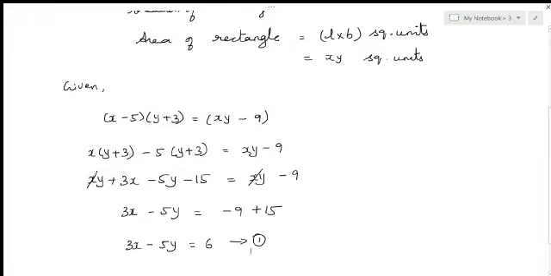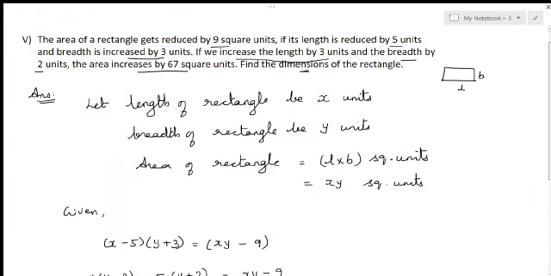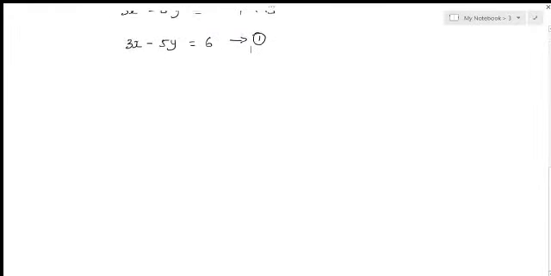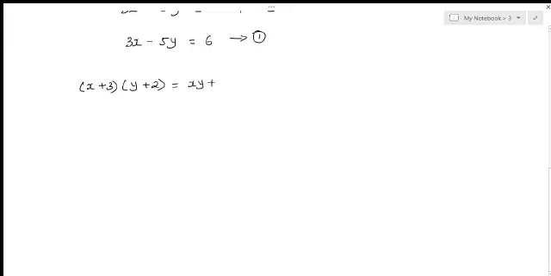Let us see the second condition. They have given, if we increase the length by 3 units and breadth by 2 units, the area increases by 67 units. So here the length gets increased by 3 units, so it is x plus 3, and the breadth gets increased by 2 units, y plus 2. The area also gets increased by 67 square units.